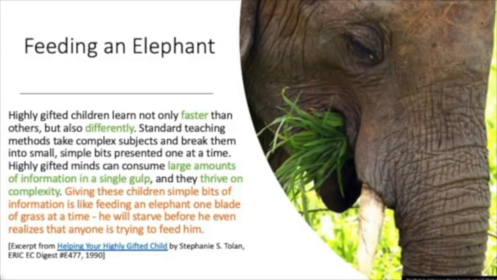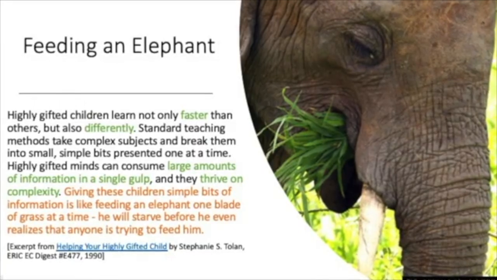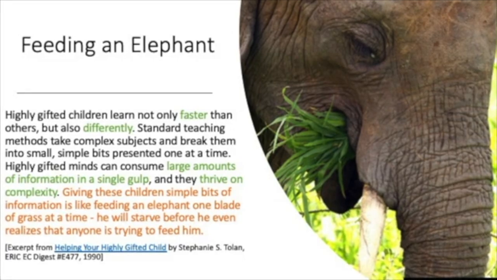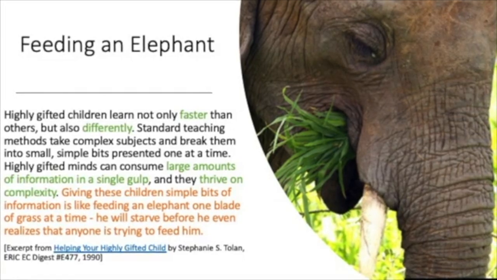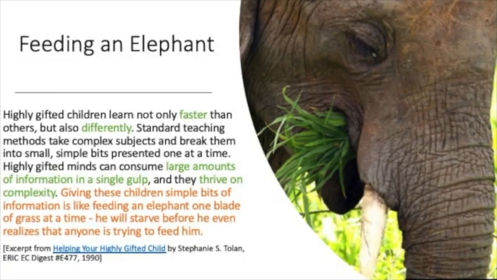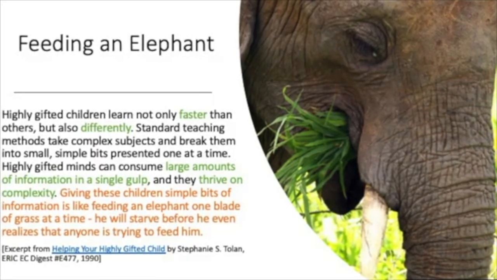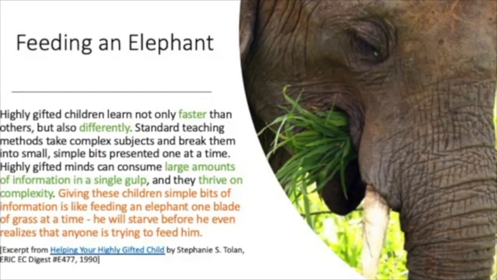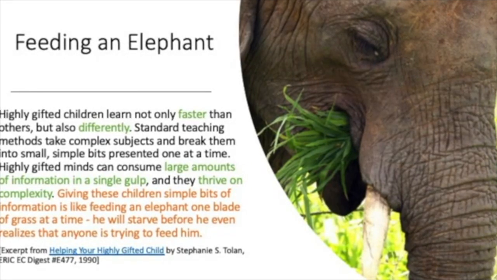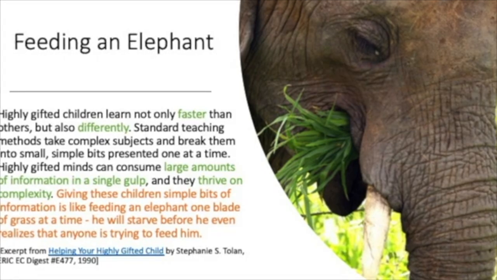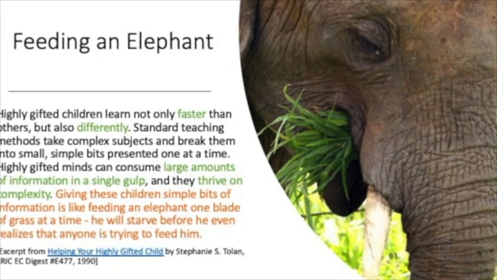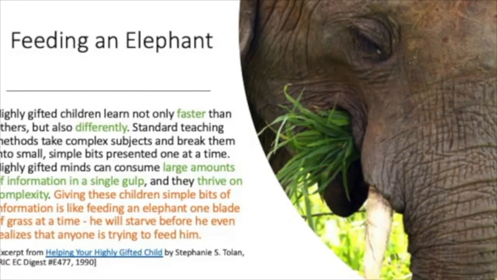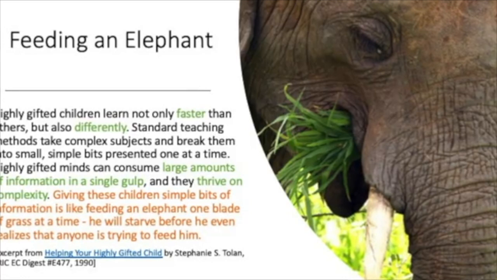She says that highly gifted children learn not only faster than others, but also differently. Standard teaching methods take complex subjects and break them into small, simple bits presented one at a time. Highly gifted minds can consume large amounts of information in a single gulp, and they thrive on complexity. Giving these children simple bits of information is like feeding an elephant one blade of grass at a time. He will starve before he even realizes that anyone is trying to feed him.